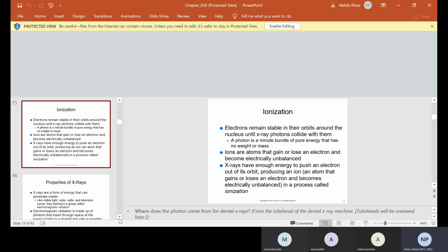Let's talk a little bit about ionization. Electrons remain stable in their orbits around the nucleus until X-ray photons collide with them. A photon is a minute bundle of pure energy that has no weight or mass. Ions are atoms that gain or lose an electron and become electrically unbalanced. X-rays have enough energy to push an electron out of its orbit, producing an ion, an atom that gains or loses an electron and becomes electrically unbalanced, in a process called ionization.